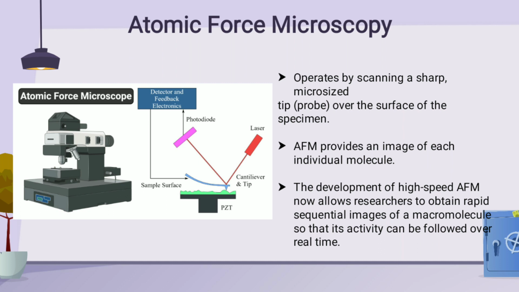Atomic force microscopy provides an image of each individual molecule, and the development of high-speed AFM now allows researchers to obtain rapid sequential images of a macromolecule so that its activity can be followed over real time. So that would be all for the topic 18.3, scanning electron and atomic force microscopy.